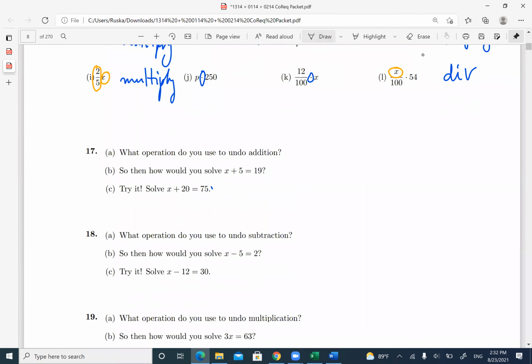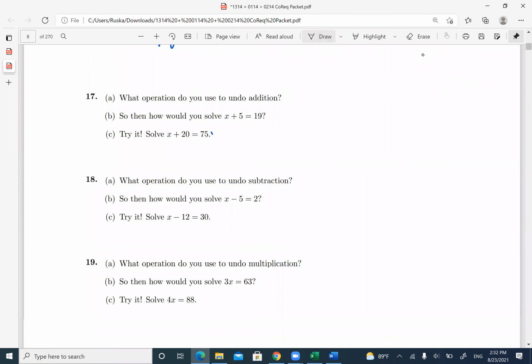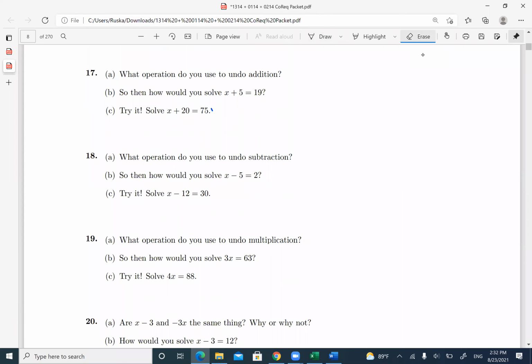What operation do you use to undo addition? Opposite is what? Subtraction. So remember the inverse operations, where you undo something. Multiplication and division are inverse to each other, they cancel each other, undo each other. The same way addition and subtraction, okay? So plus and minus cancel each other, multiply and divide cancel each other. So here, addition needs subtraction, minus.